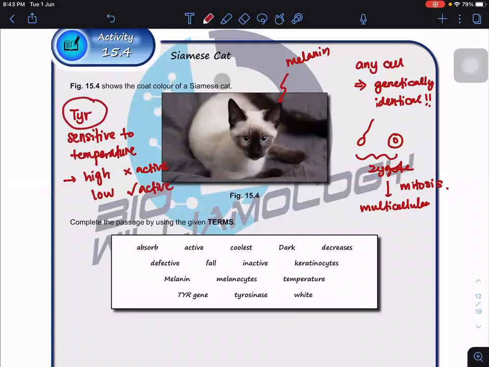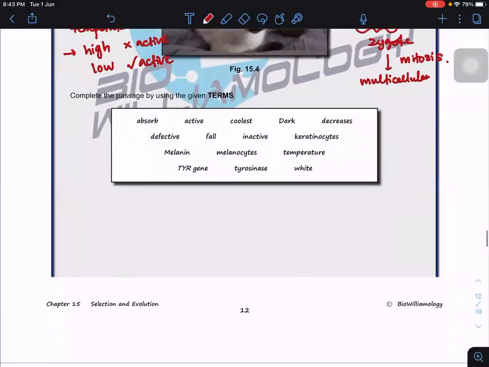But for the Siamese cats here, they have this tyrosinase, which is sensitive to the temperature. When the temperature is high, they are not active. So not active means that melanin production will be low. Okay, so I summarize here.